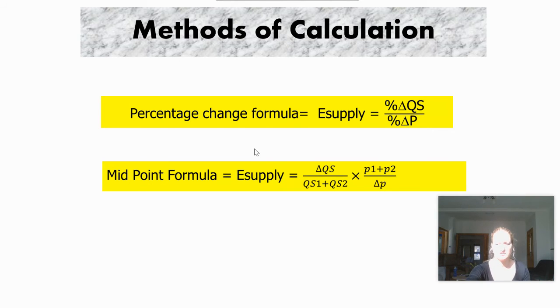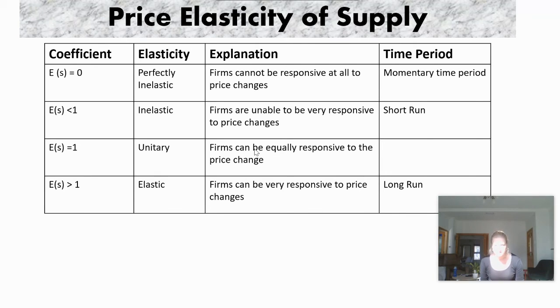Now, using each of those formulas, you'll get a coefficient. Depending on the coefficient will depend on what time period we're in and what elasticity the producer faces. So if the elasticity of supply is 0, then the elasticity must be perfectly inelastic, and this means that the firms can't be responsive to changes in prices, and we're in the momentary time period. If the coefficient is less than 1, the elasticity of supply must be inelastic, and therefore firms can be somewhat responsive to price changes. We must be in the short run.